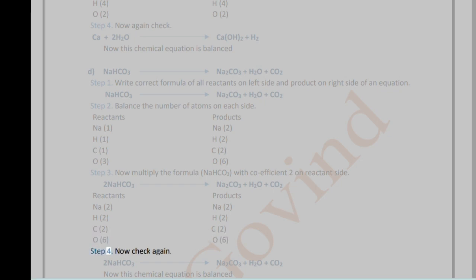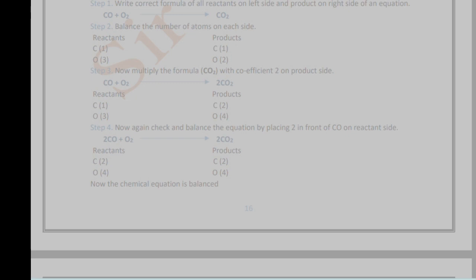Step 4. Now check again. 2 NaHCO3 → Na2CO3 + H2O + CO2. Now this chemical equation is balanced. E. CO + O2 → CO2. Step 1. Write the correct formula of all reactants on the left side and products on the right side of an equation. CO + O2 → CO2. Step 2. Balance the number of atoms on each side.